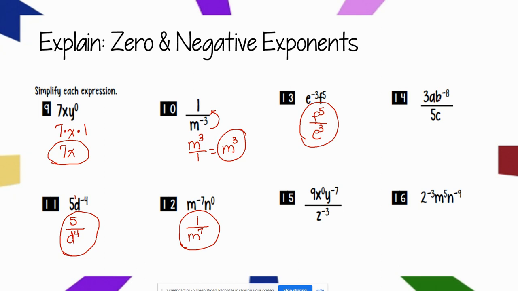For 3ab to the negative 8th, 5c over 5c, the only problem that we have here is this negative exponent of 8. So 3 and a will not change, 5 and c will not change, but b to the negative 8th needs to be moved. So it needs to be flipped into the denominator, and as soon as it flips, it becomes a positive exponent.